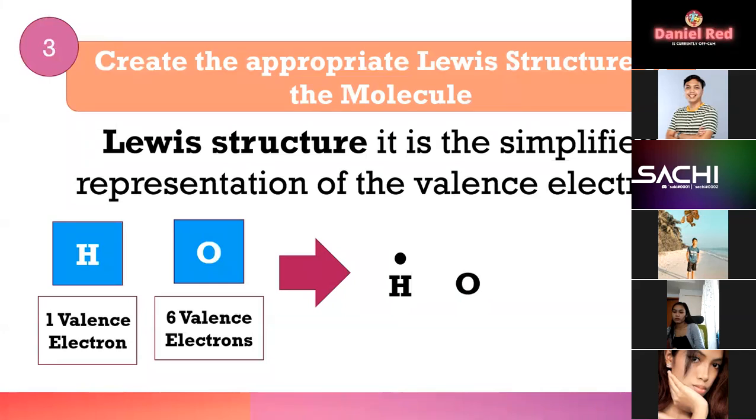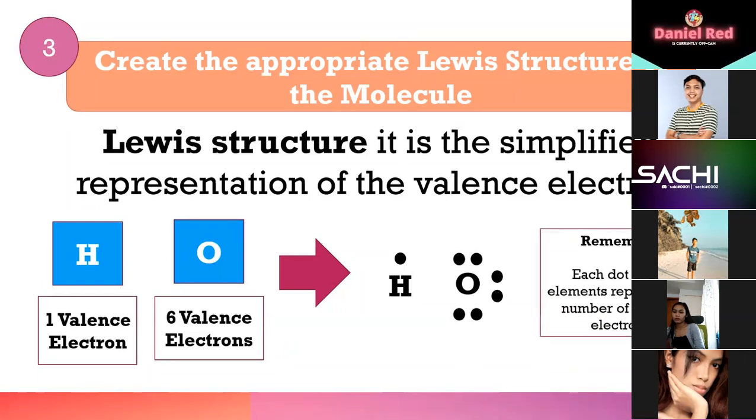Once again, you need to write the chemical symbol of oxygen, followed by the dots representing the 6 valence electrons of oxygen. So I have 2 dots, and the fourth, fifth, and sixth valence electrons. As you can see, this will be the structure of oxygen compared to hydrogen. Remember that each dot on the elements represents the number of valence electrons. After creating the Lewis structure of each element, we can proceed to the next step.